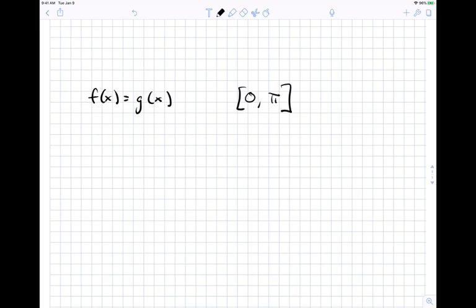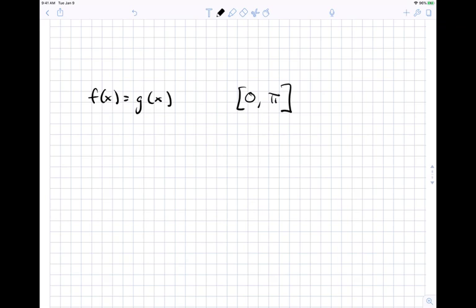Okay, let me see. Where is it? You talking about part A? Well, I'm talking about part B. It says the solution set on the interval 0 to pi is. So they want the solution to this. Where's your f and your g? F is 7 cosine of 2x plus 2. G is 11 over 2. So basically we set them equal to each other and solve, right?